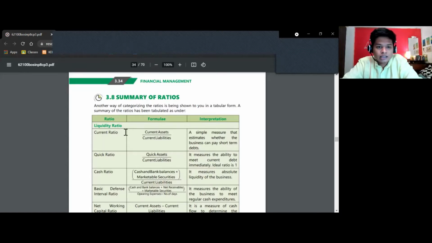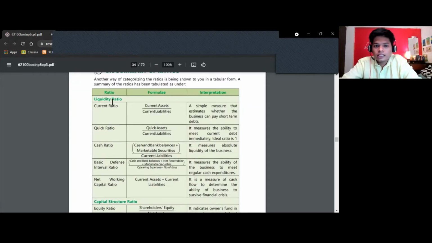Yeah. So as I was talking about liquidity, we have mainly three kinds of ratios in liquidity, and as you move down, the ratios become more liquid. Let me get started first. Current ratio is the first liquidity ratio. So this is what this ratio says.